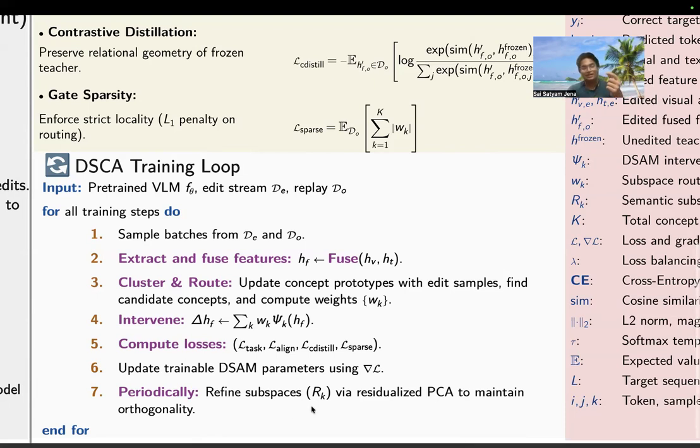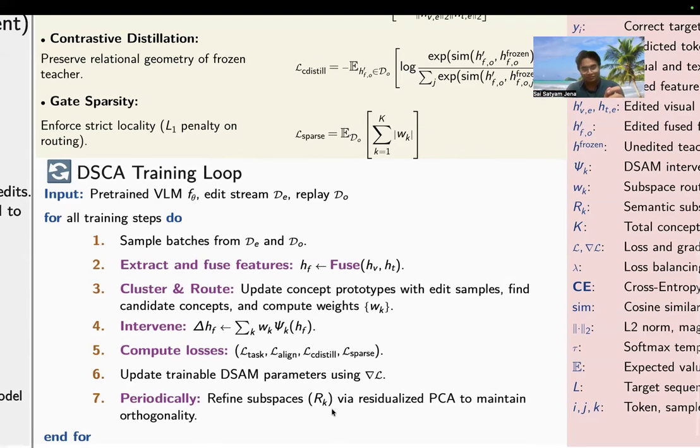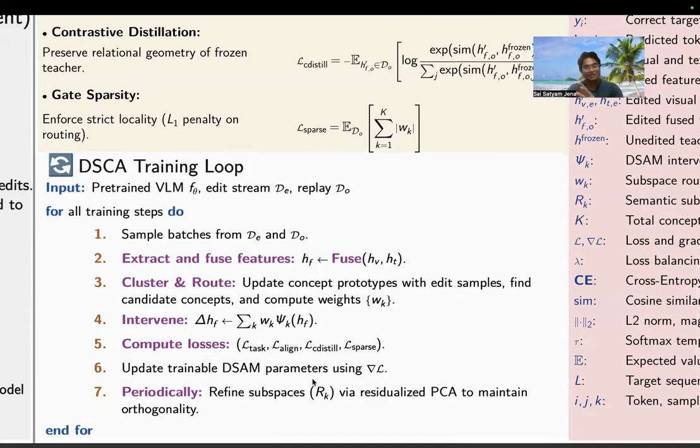Then we periodically refine this RK. As the concept distribution changes, their PCA, their principal component axes, the top R, will also change. So we have set a threshold: once we see that our prototype has moved a lot beyond a certain threshold, then we have to refine this RK. To be very clear, RK are not trainable parameters. These are only the principal components of the concept spaces which we have built so far.